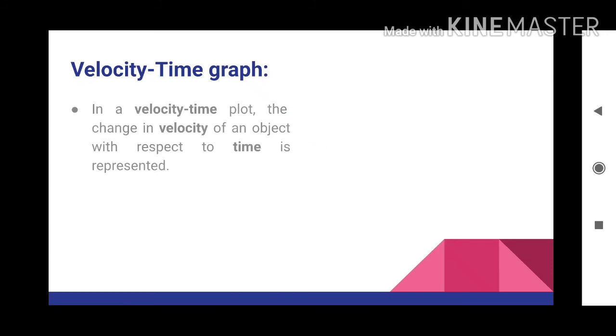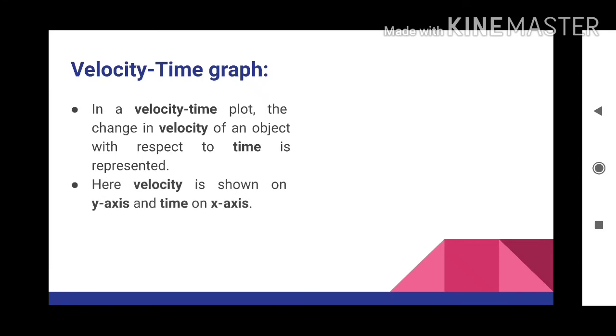So now, moving on to velocity time plots. We plot velocity against time and study the nature of motion from them. In a velocity time plot, the change in velocity of an object with respect to time is represented, since the name itself says it is about velocity and time. In this graph, velocity is shown on the y-axis. Previously the distance was shown on the y-axis. Now velocity is represented on the y-axis, whereas time is always represented on the x-axis.